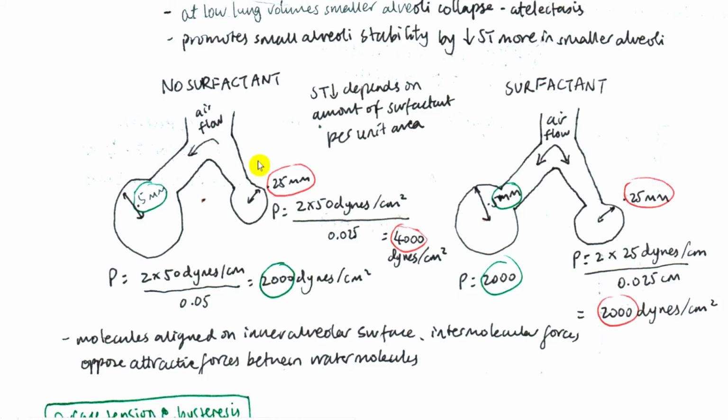And in the smaller one, we've got pressure equals 2 times 50 again, surface tension doesn't change, over 0.025, which is 4000. So there's a higher pressure in the smaller alveolus than in the larger one, so air is going to tend to flow from the smaller one to the larger one, and this one will collapse.